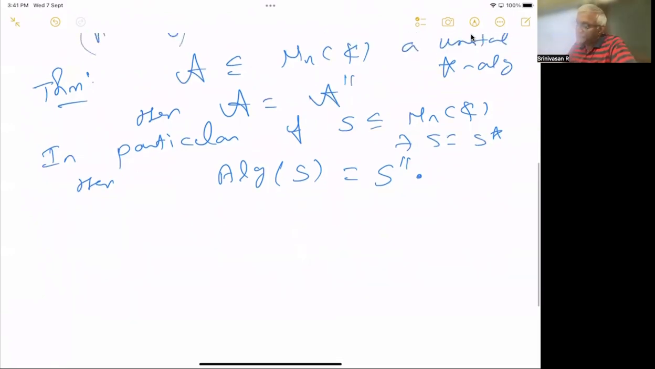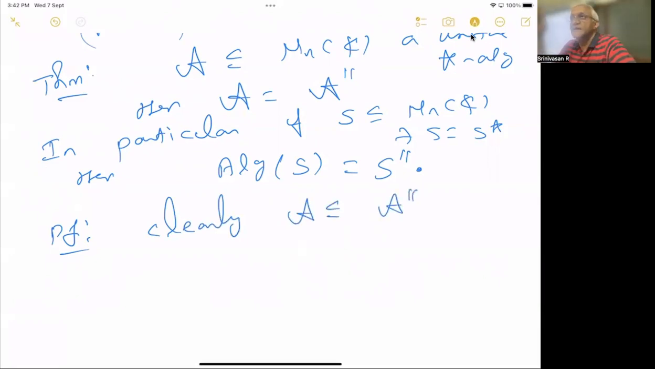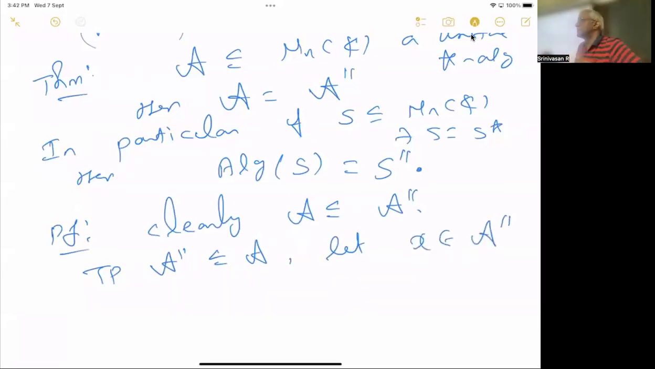Okay, so the proof. Clearly A is contained in A double commutant because A is an algebra. A commutant is all operators that commute with A. A double commutant is everything that commutes with A commutant, and A commutant commutes with A. So A is contained in A double commutant. This is okay. We only have to prove the other way. To prove A double commutant is contained in A, let X be in A double commutant, something which commutes with the commutant of A.